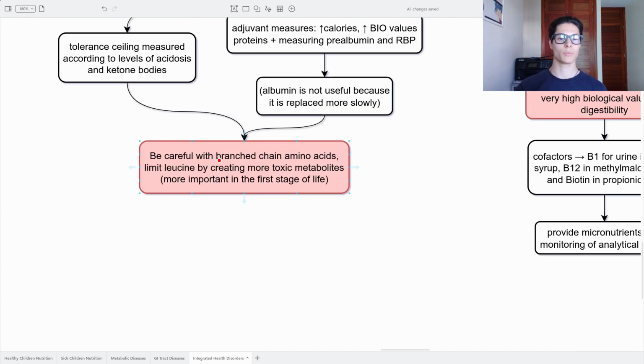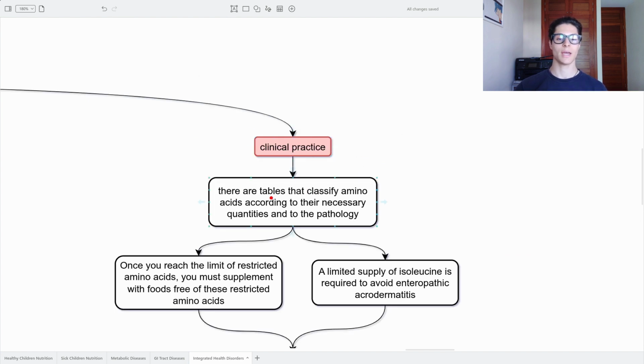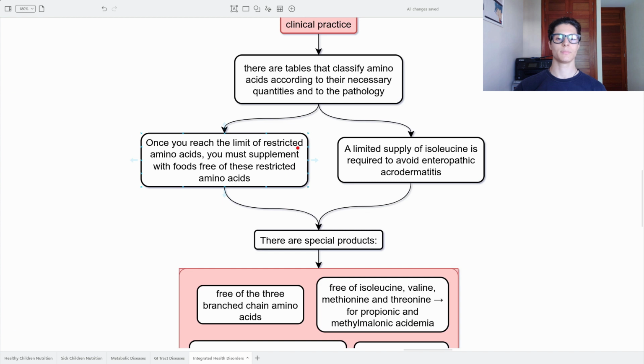And we have to be careful with branched chain amino acids. And we have to limit leucine as it can create more toxic metabolites. This is most important in the first stages of life. The clinical practice: there are tables that classify amino acids according to their necessary quantities and to the pathology. Once you reach the limit of restricted amino acids, you must supplement with foods free of those restricted amino acids, and a limited supply of isoleucine is required to avoid the enteropathic acrodermatitis.